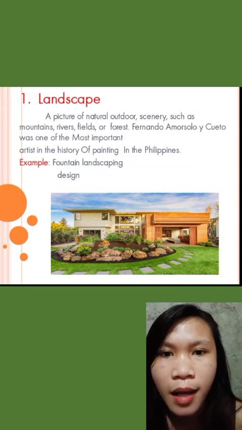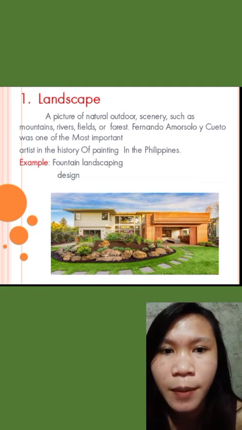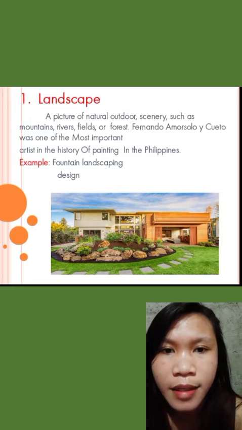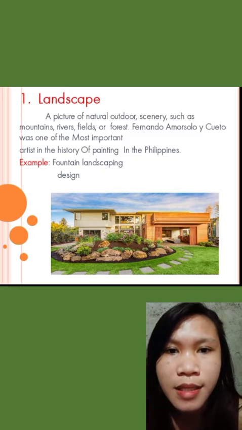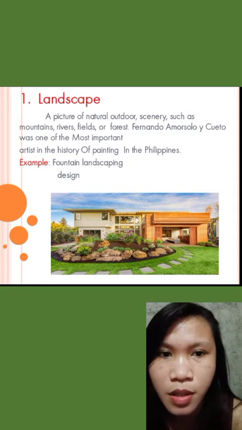So, ang landscape ay makikita mo siya in outdoor or sa isang lugar na natural na panlabas at tanawin tulad ng bundok, ilog, bukid o kagubatan. So, that is the picture, the example of landscape. That is found in landscaping design. Kung nais makita natin siya, outdoor living is what serves design of beautiful spaces. So, example din sa landscaping is mountain range and coast.